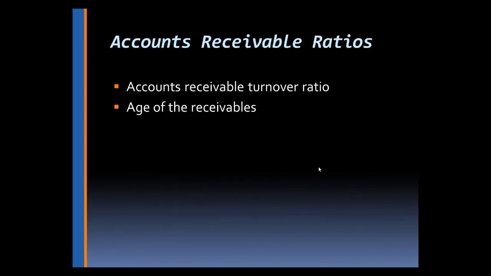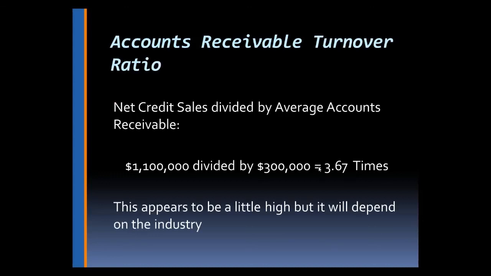Now let's talk about some other accounts receivable ratios. One is called the accounts receivable turnover ratio, and the other is the age of receivables. Using the same information that we had previously, we will now make these calculations. To get the turnover ratio, this tells us how many times we turn over our accounts receivable during a year relative to sales. So our sales were $1,100,000. Our average accounts receivable were $300,000. So we turn them over 3.67 times.